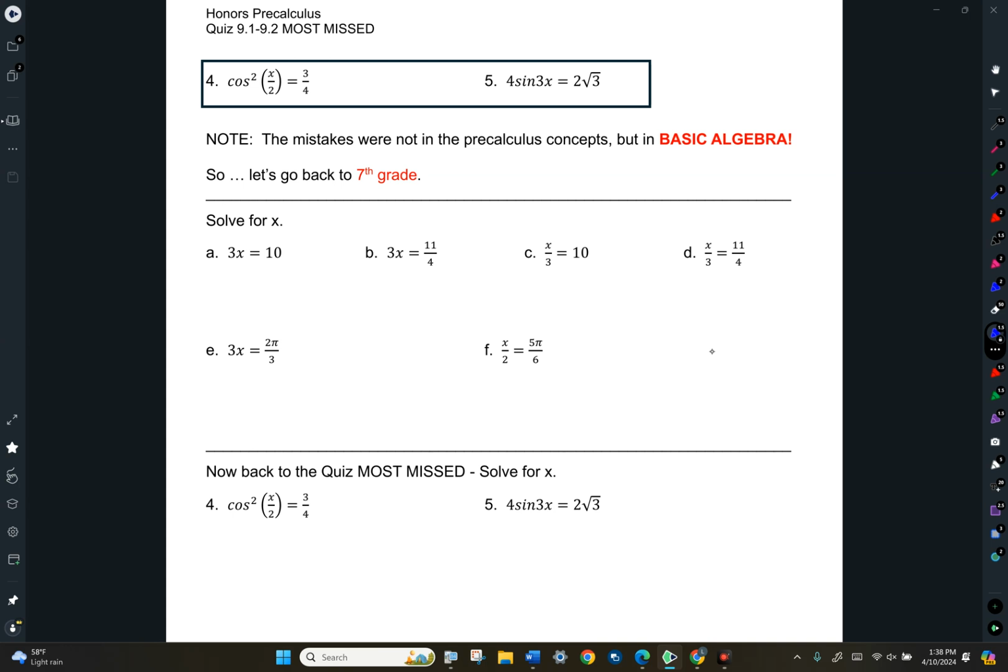So number 4 and 5 were actually the most missed, and it was all because of this angle. In the first case, the angle is x over 2. In the second case, the angle is 3x. It was all about how to handle that. And it wasn't the pre-calculus part that was the issue. It was the basic algebra that was the issue.